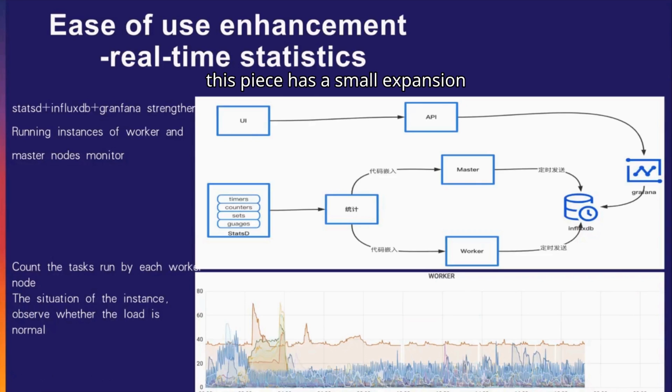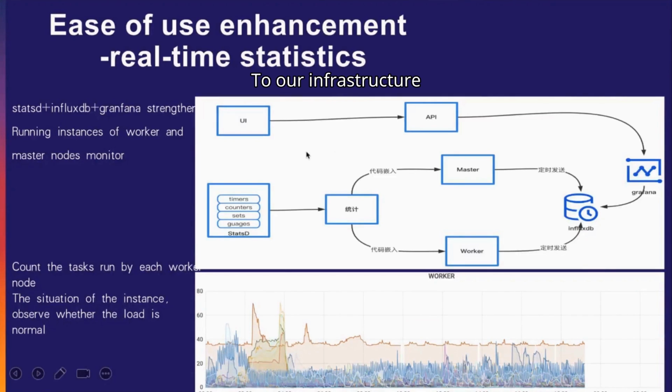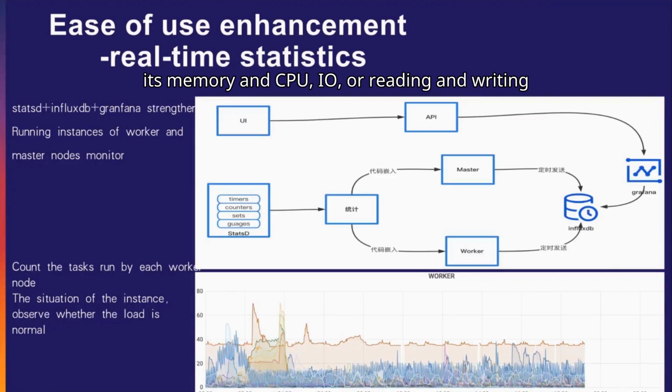Finally, this piece has a small expansion. Our framework system can further count its memory and CPU reports to our infrastructure. Later, we can count the statistics of its memory, CPU, and I/O reading and writing. You can push them and make some recommendations of a certain server, and then let the user choose in the course of a mission. This is this part.